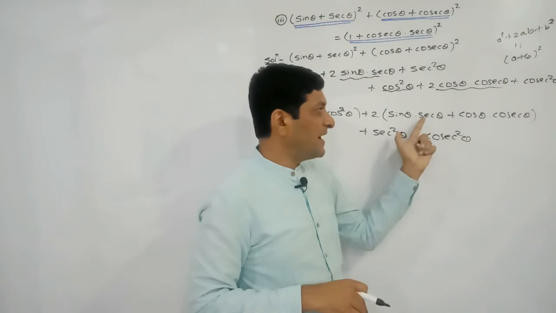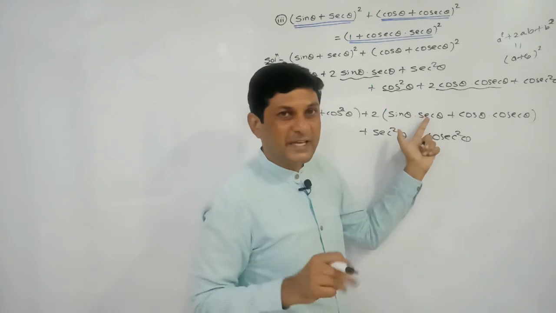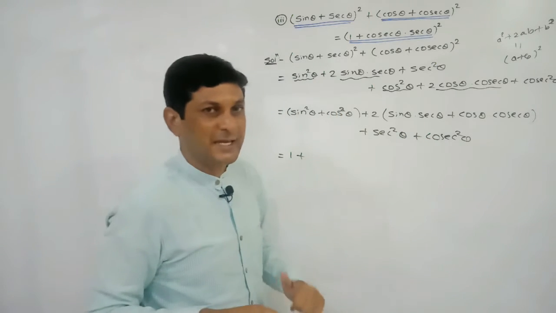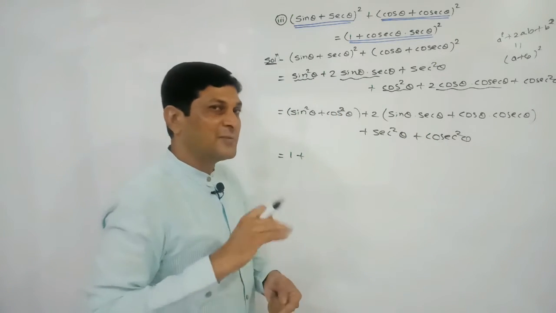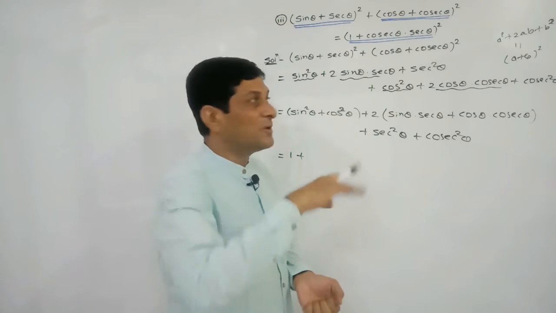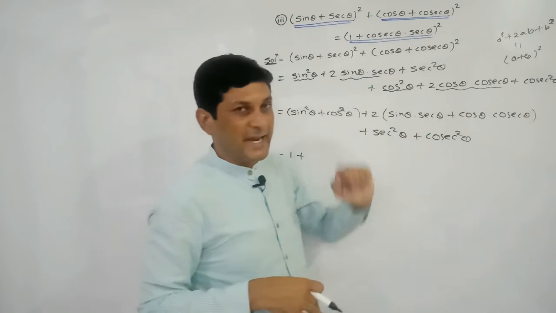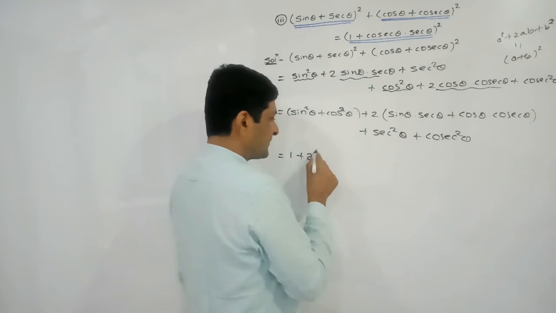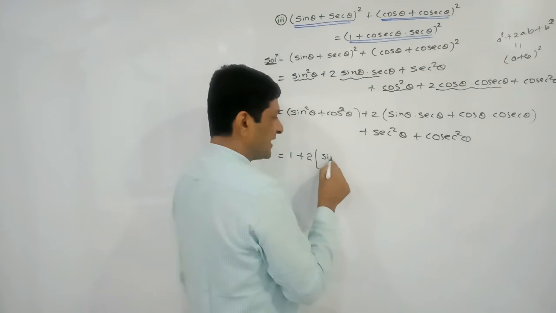To simplify it, replace sec by what? Sec can be replaced by 1 by cos, and cosec can be replaced by 1 by sin. First we will convert it in terms of sin and cos, and later on we will try to convert it in terms of what? Cosec and sec. So observe here, keep this 2 as it is. I am not disturbing sin theta.